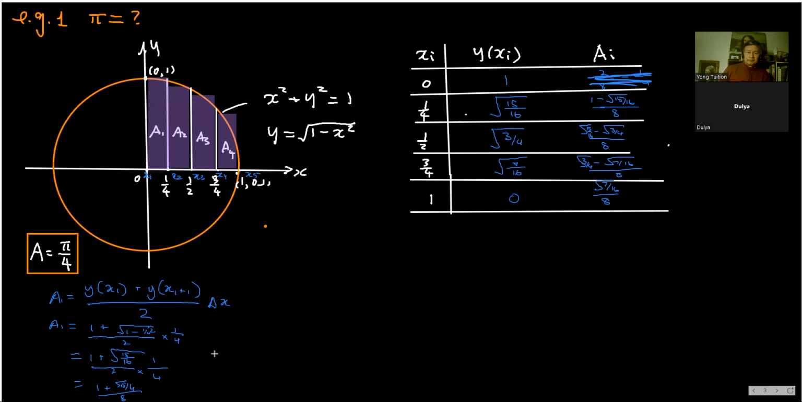It adds up to 1/8. Pi equal to 1/8. Well, no, the total area is 1/8, and then pi is equal to 0.5. Oh, that's quite different, right? How come it's that different?